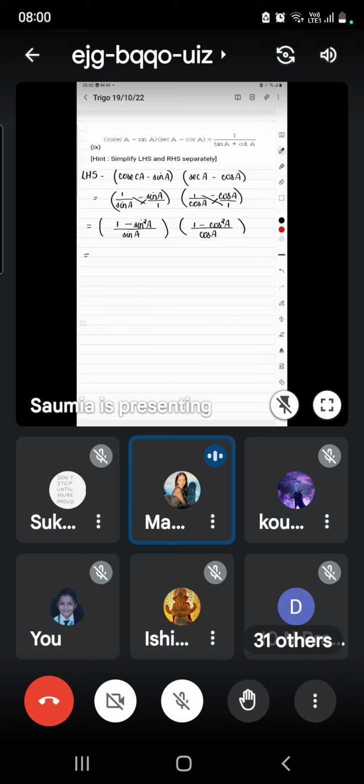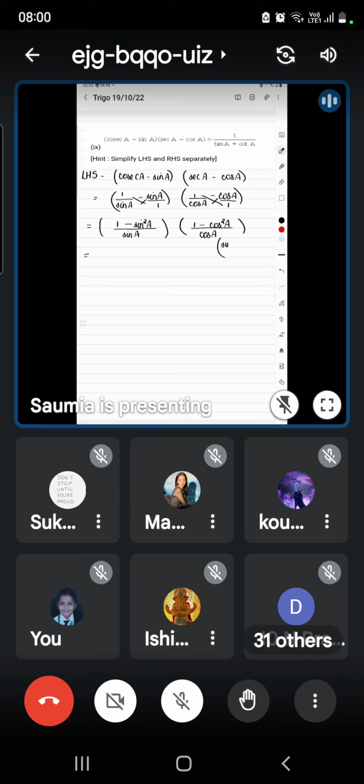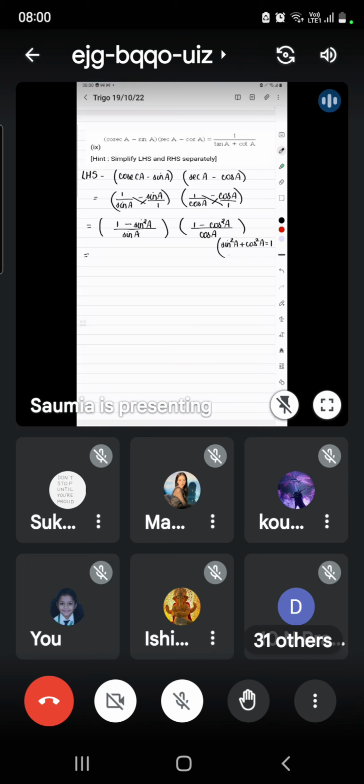1 minus sin square A is cos square A. Yes. Because I know the identity sin square A plus cos square A is equal to 1, I can write sin square A is equal to 1 minus cos square A and cos square A can be written as 1 minus sin square A. I can make use of that. So instead of this numerator, I will write cos square A. Denominator remains the same. And instead of this numerator, I will write sin square A upon cos A.